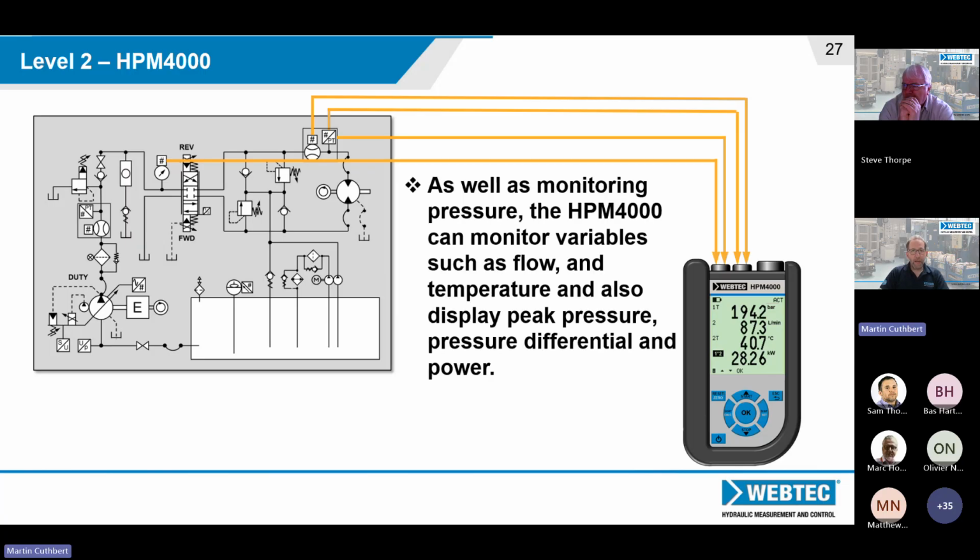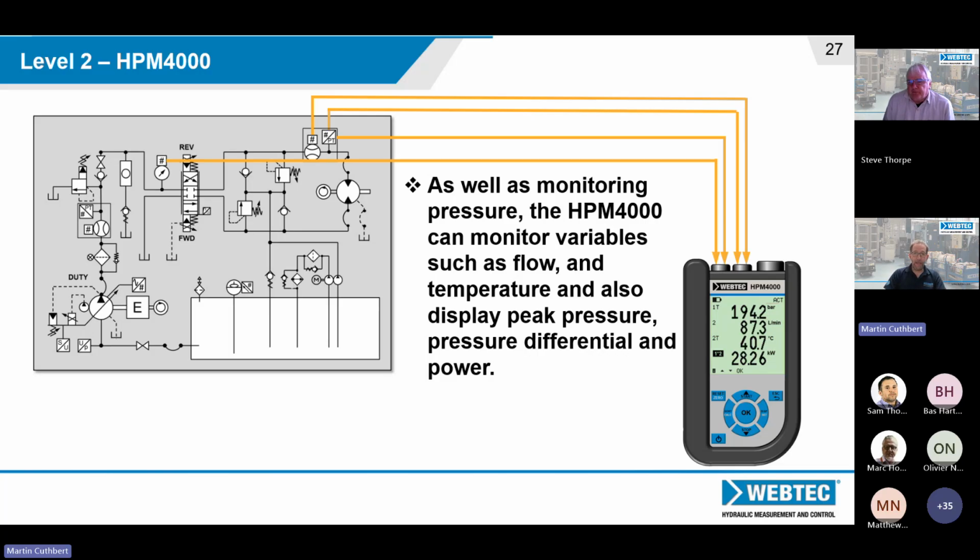So if we look a bit more at the level 2 product there, the next largest device in the range, the HPM 4000. As we mentioned before, as well as monitoring pressure, it can also monitor other variables such as flow, temperature. It could display peak pressure. It can also carry out basic calculations. So we could do differential pressure calculations, power calculations. And there's no real link between the size of the device and the size of what you're measuring.